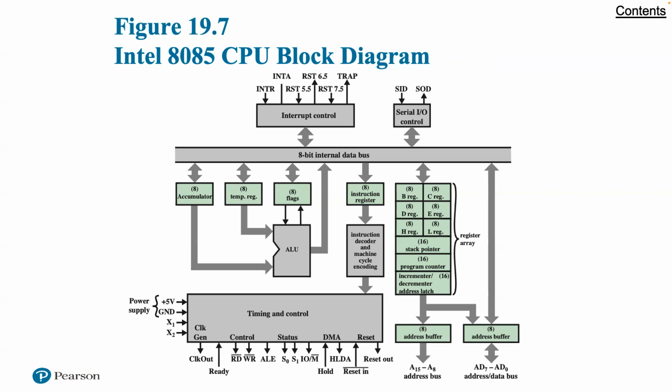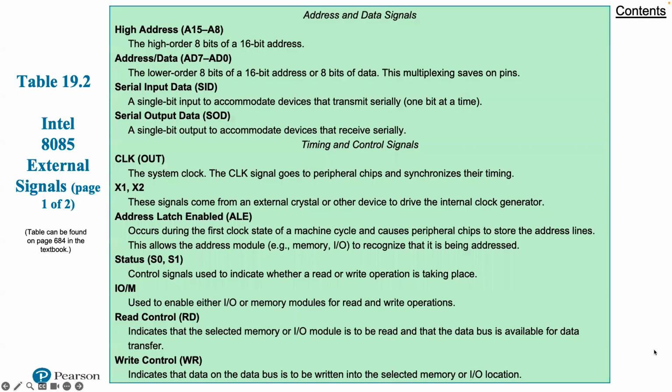There's the interrupt control. This module handles multiple levels of interrupt signals. And then the serial I/O control. This module interfaces to devices that communicate one bit at a time. So this is before the x86 architecture. You had the 85 and then the 86, and then the 286, 386, 486, 586, which was renamed the Pentium. And thus we go on from there.